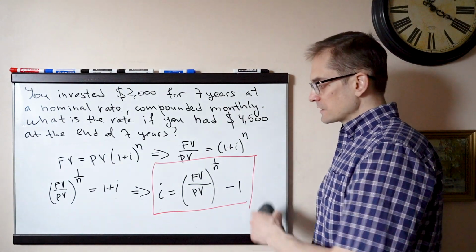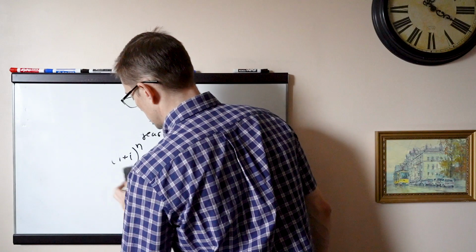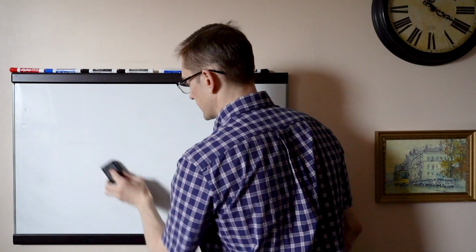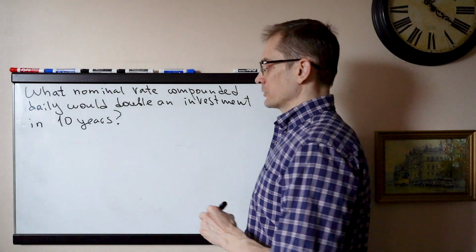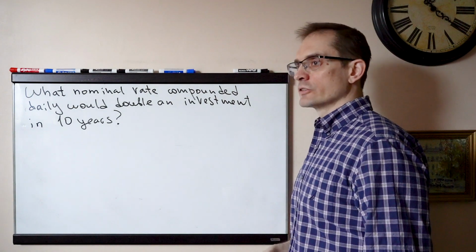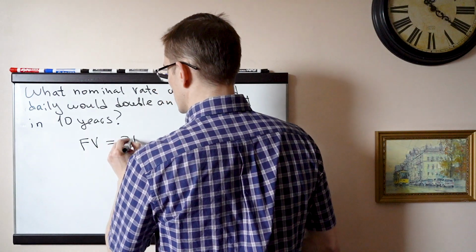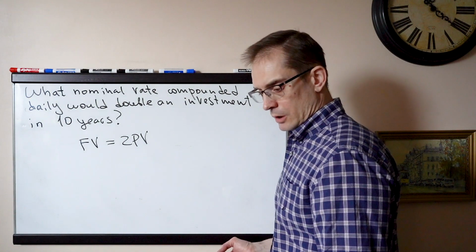Now let's explore the use of this formula maybe on some other problem in which we'll try to use this formula right away. This problem reads, what nominal rate compounded daily would double an investment in 10 years? Okay, so in this case, we don't know present value, we don't know future value. We just know only that future value is going to be 2 present values, right?